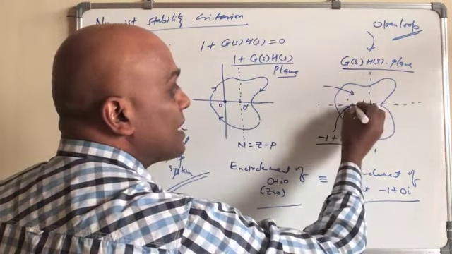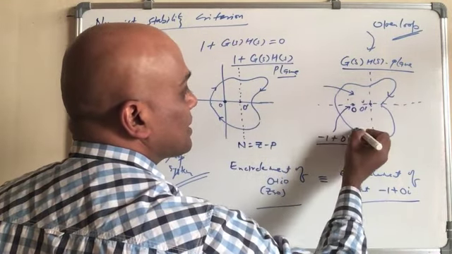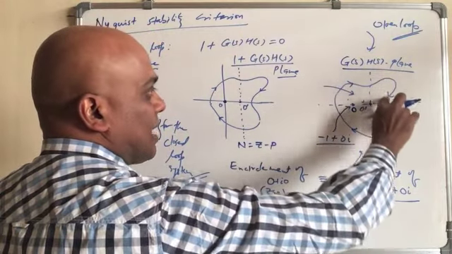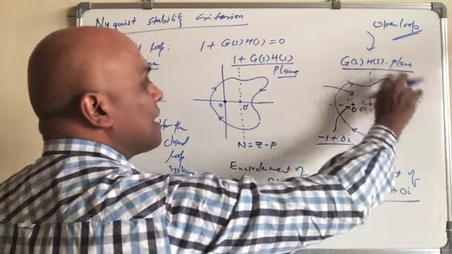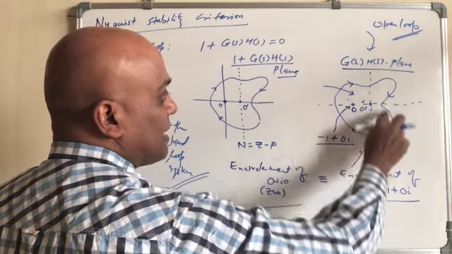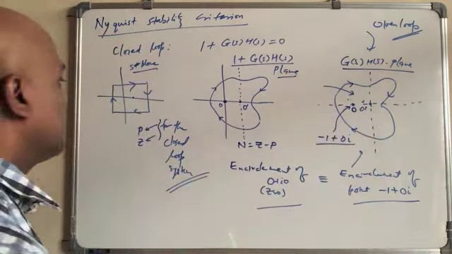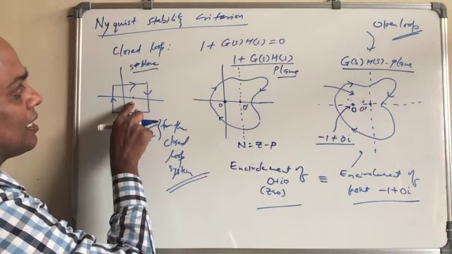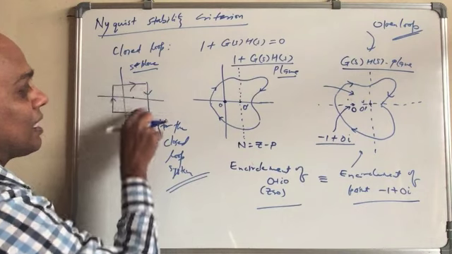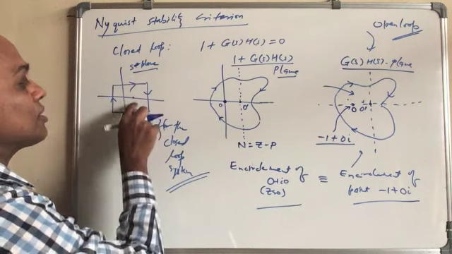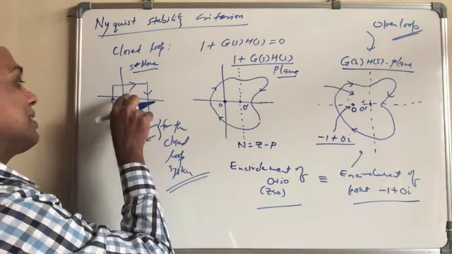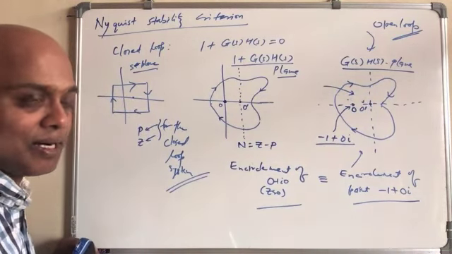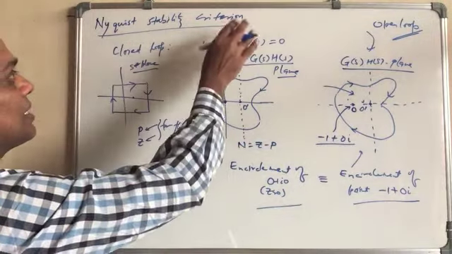And we will see how some map is encircling the point -1, that will give us some idea how many zeros and poles of the closed loop system there are on the S plane. That we can guess based on that. That's the deal. That's what the Nyquist stability criterion is.